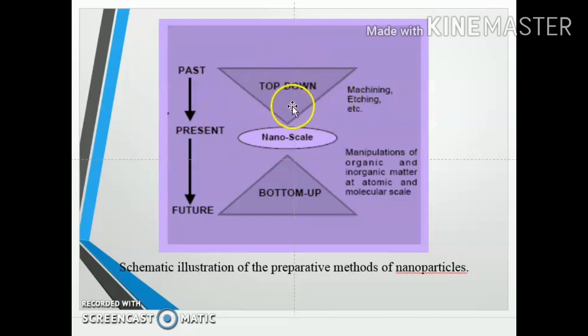In the top-down approach we can synthesize the nanoparticles by machining, etching, etc., for which we require certain physical and chemical methods, and bring the material down to the nanoscale. Whereas in bottom-up we manipulate the atoms and molecules of organic and inorganic material at the atomic and molecular scale to synthesize the required nanoparticle.